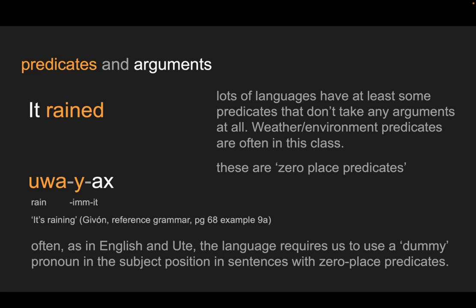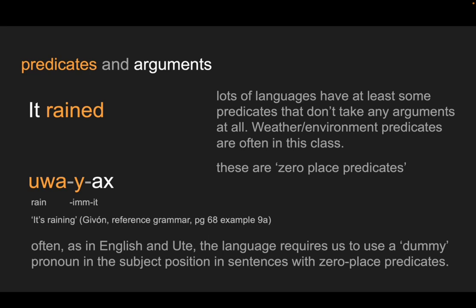Zero-place predicates are interesting because in most, but not all, languages, even though the verb doesn't require a subject, when I say it rained, I just mean rain, and it happened in the past. I don't want to say that anybody did it, it just happened. I still have to put the little pronoun in here. I have to say it rained. I don't know what it is. It's just something that my language wants me to put in there.